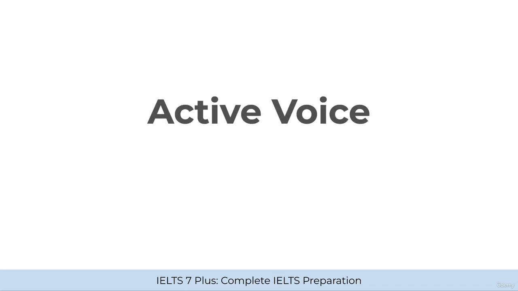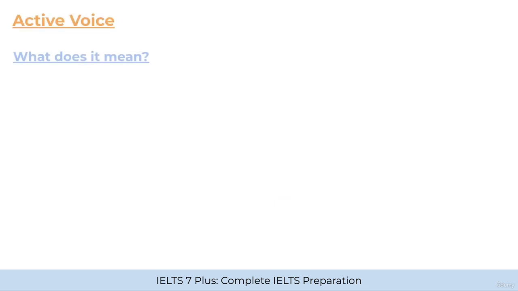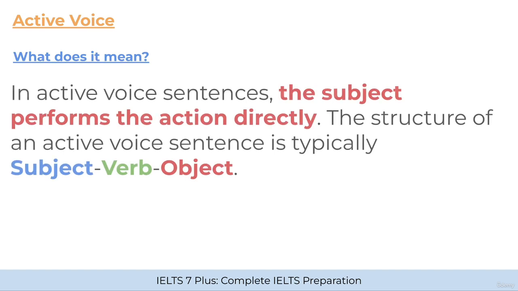Okay, let's begin. So let's start with the active voice, because that is one that is probably a little bit more straightforward, a bit easier to grasp. So what do we mean when we say active voice? Well, it is all about the subject of the sentence performing the action directly. So you have this typical structure of subject, verb, object. And we've looked at this in previous lessons, so you can always go back and double check this if you're not too sure, but this is the typical structure of a sentence. And this is what we call active voice.